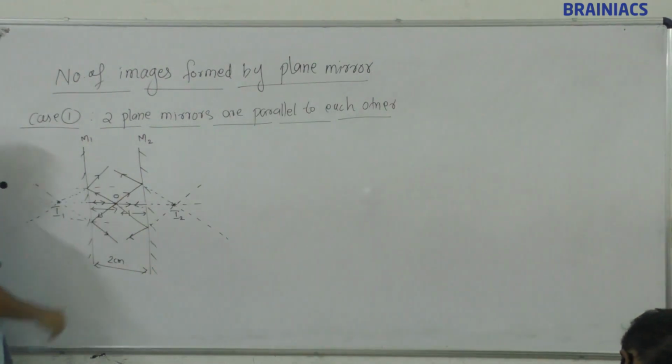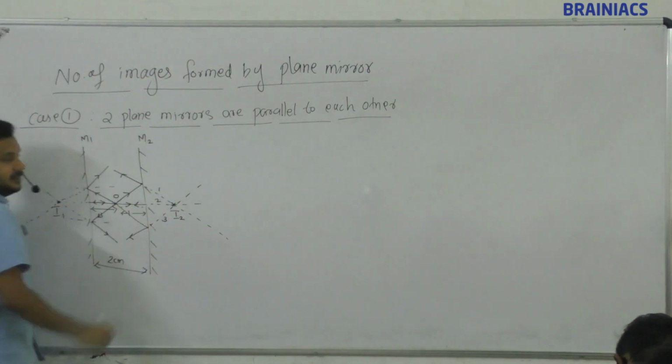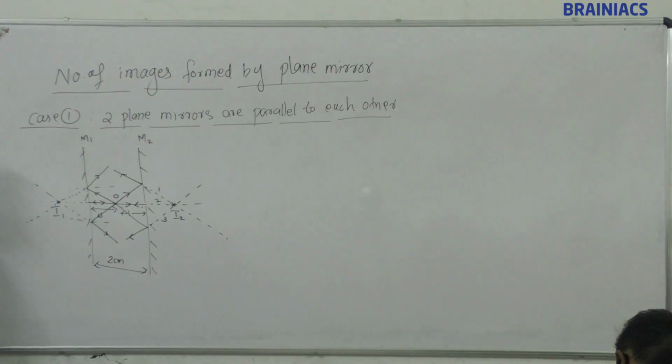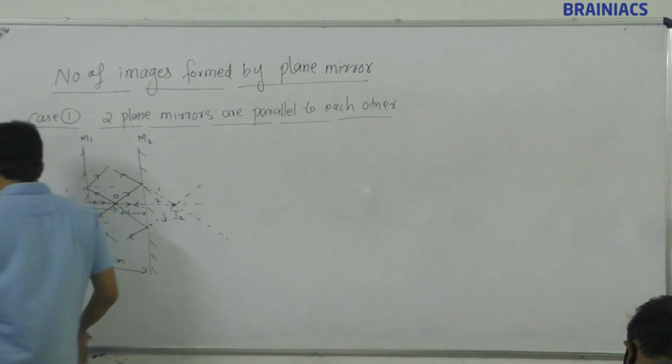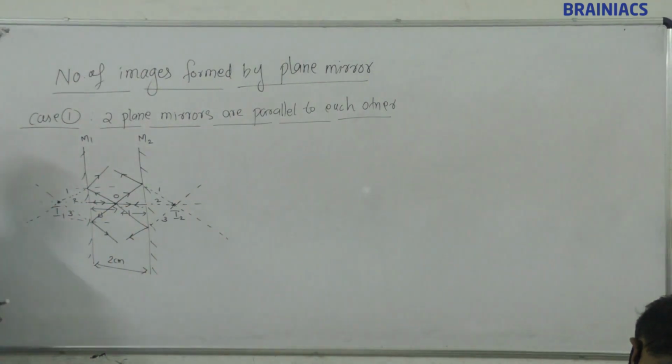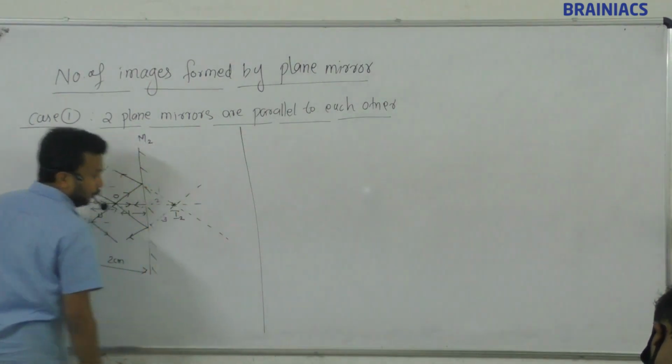So now how many will be there? 1, 2, 3. 3 are meeting at the same point. Similarly, on the left side also 1, 2, 3, and 3 are intersecting at the same point. Correct, Prita? It's correct. So how many images will be there in this case? How many images? 2. Wrong answer. We'll see. It's not only 2.